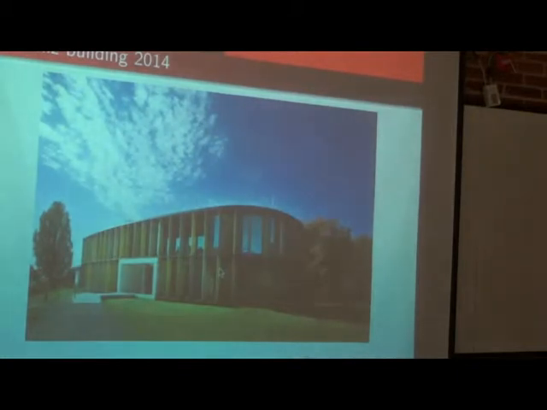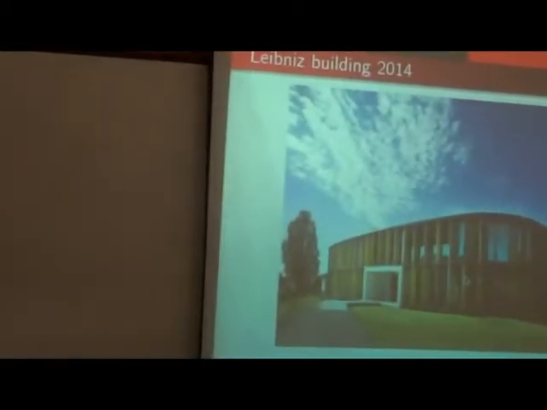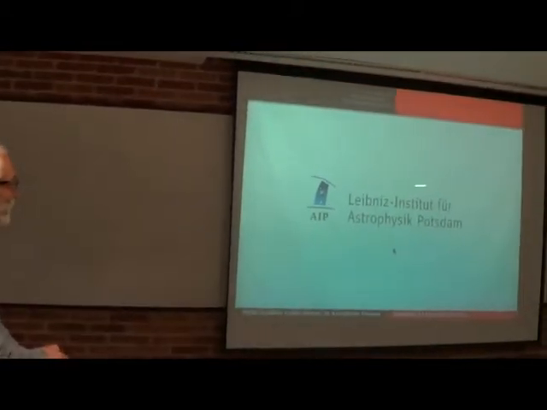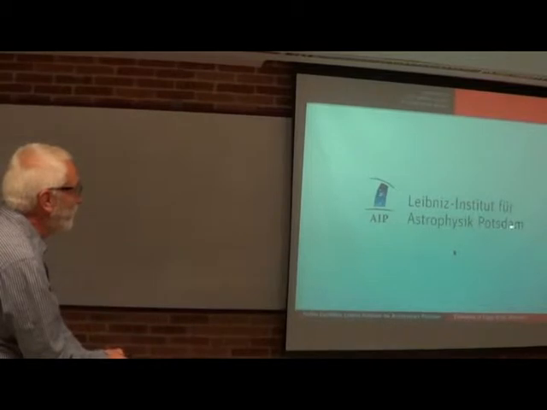This again is the bridge, Berlin, Potsdam on the left-hand side, Babelsberg, the part of Babelsberg. And this is our Leibniz building, the one I'm sitting inside now. I like it very much. It's very good to work in. And this is the institute I'm coming from, the Leibniz Institute for Astrophysics Potsdam. It was formerly AIP, the Astrophysical Institute of Potsdam. We changed the name because we became a member of the Leibniz Society.